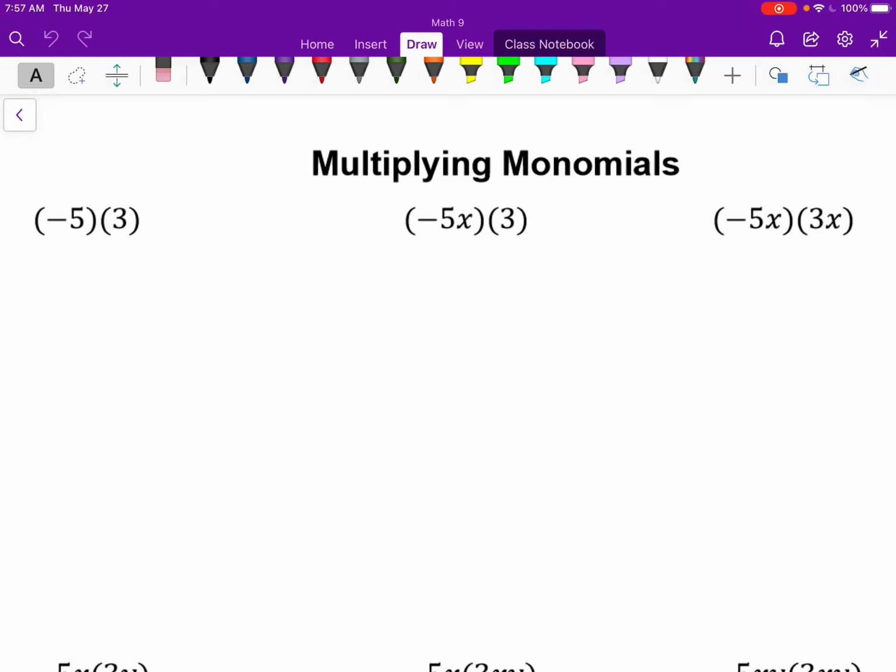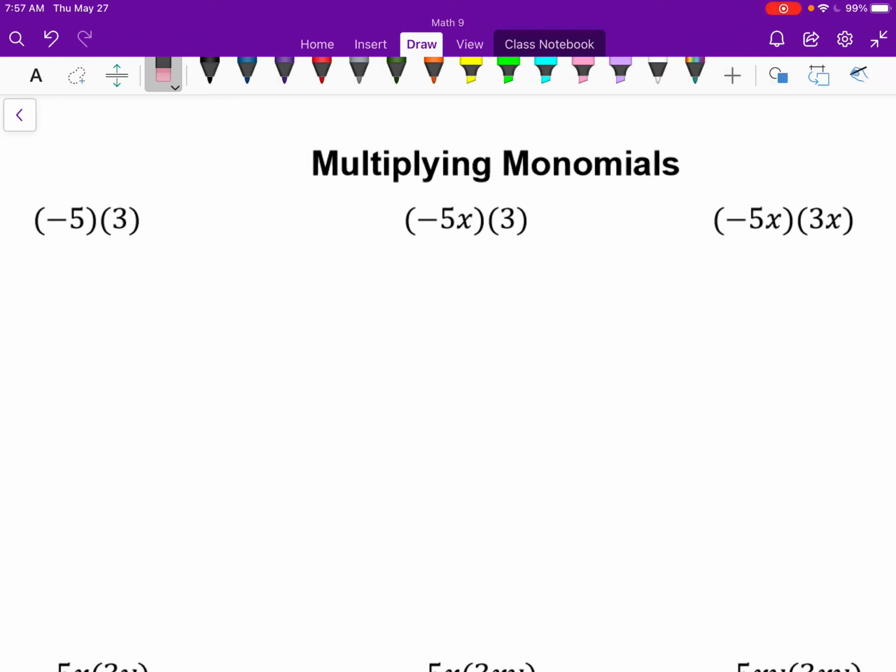All right, so for this lesson, we want to focus on multiplying monomials. And technically, you've been multiplying monomials since grade 3, when you first started learning about multiplication. 5 is a monomial, 3 is a monomial. So 5 times 3 equals 15. You're multiplying two monomials.